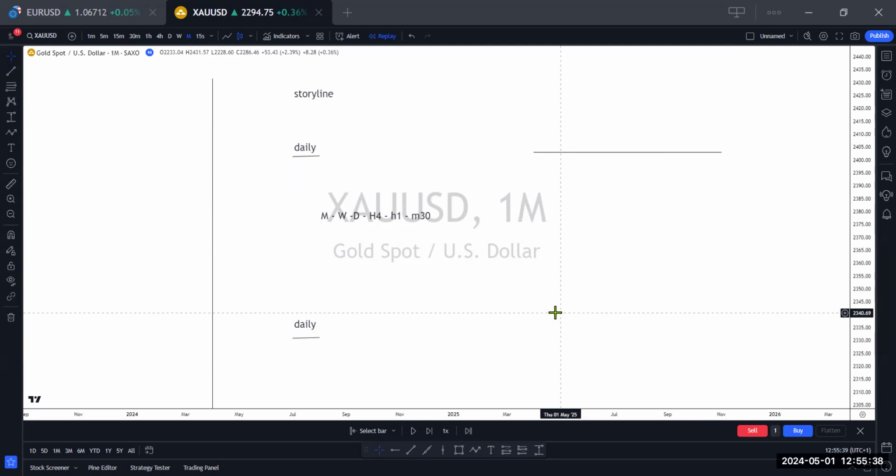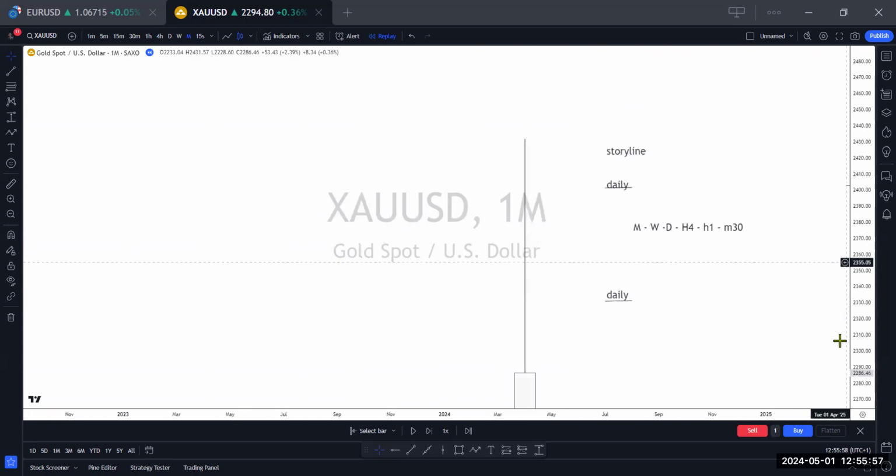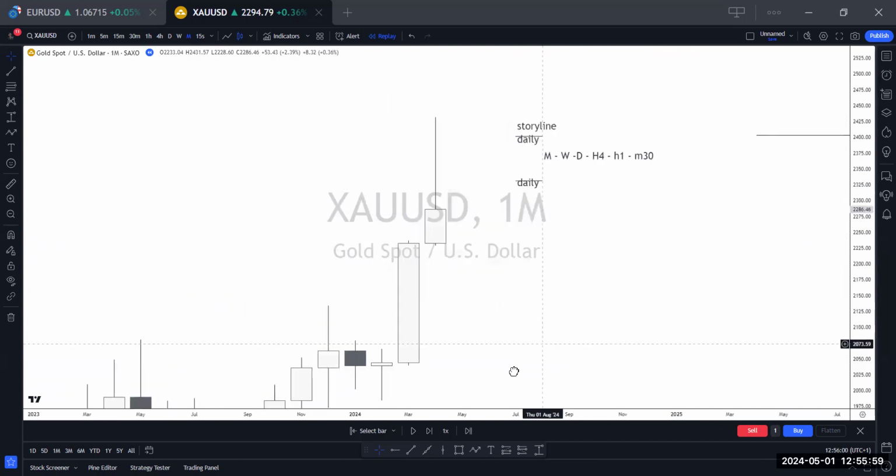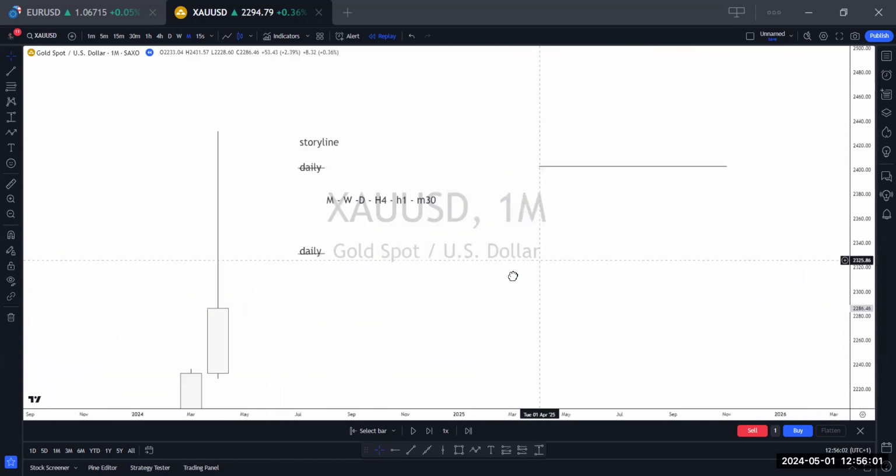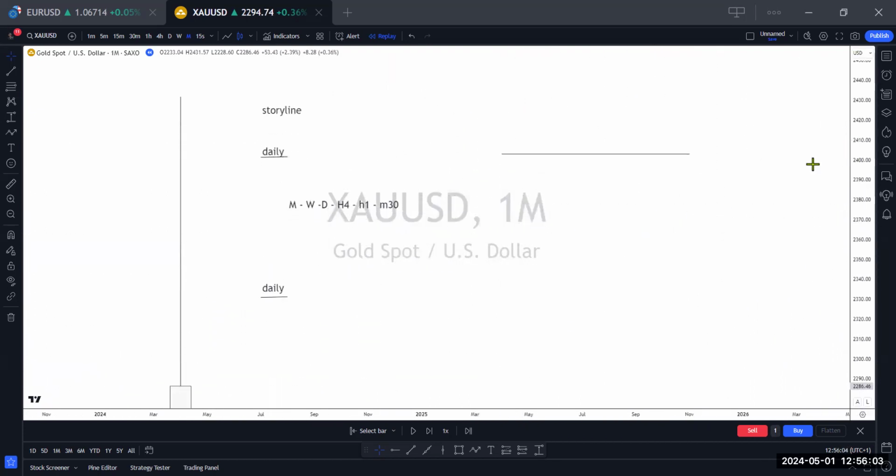So, long-term traders, swing traders, the weekly and the daily are your friends for storyline. Intraday traders, H4, H1 for storyline. If you're a scalper, you just want to catch small pips, M30, M1 storyline. Now, someone is saying, so how do I know? You're saying storyline. How am I sure that price is going to use an M30 level to go? You will be sure when you are done.